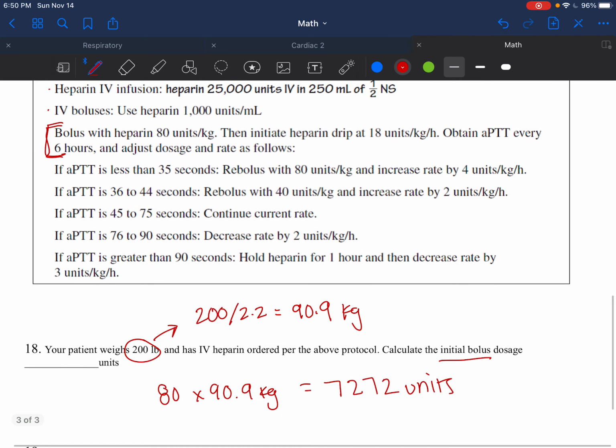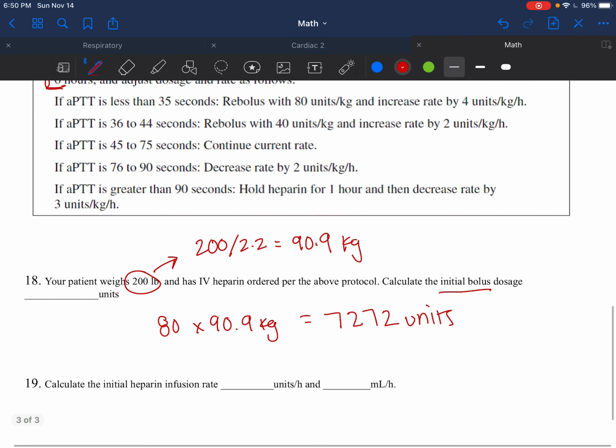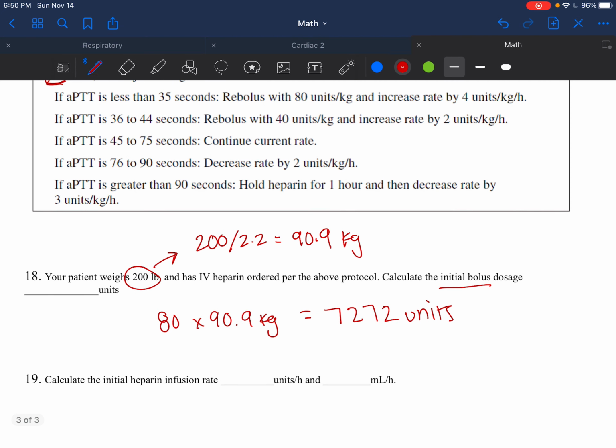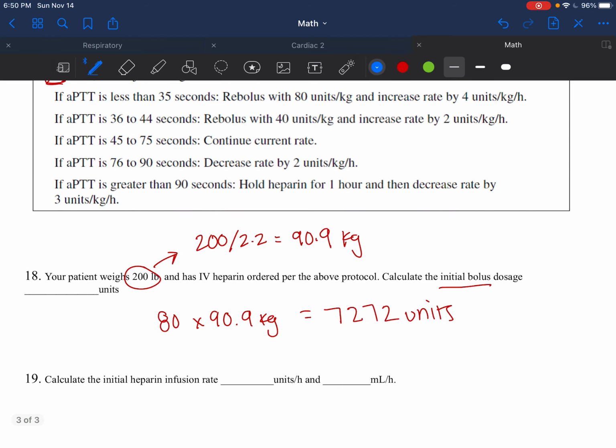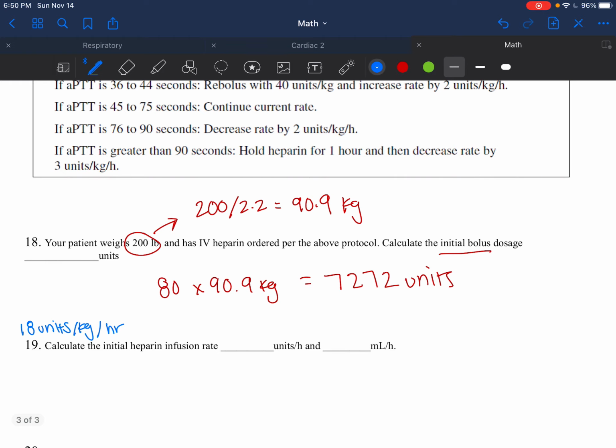Now we are going to move on to the next problem. And it says calculate the initial heparin infusion rate in units per hour and mL per hour. So to do that, we're going to come back up to the sentence that we used, and the next part of it says initiate heparin drip at 18 units per kilogram per hour. So I'm going to write that down here just so we can see it. 18 units per kilogram per hour. So that's what we're using to calculate the initial heparin infusion rate.